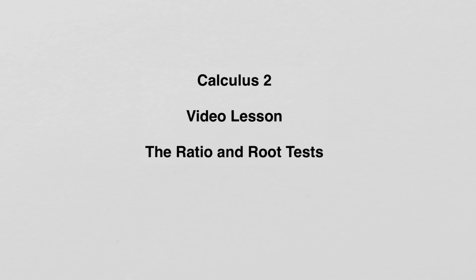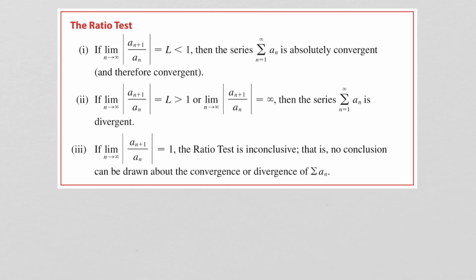The ratio and root tests. The ratio test is a test for convergence that we can use on any series. It doesn't always give a conclusion, but it often will. And you'll find that this is one of the most useful tests of all the tests for convergence for series.